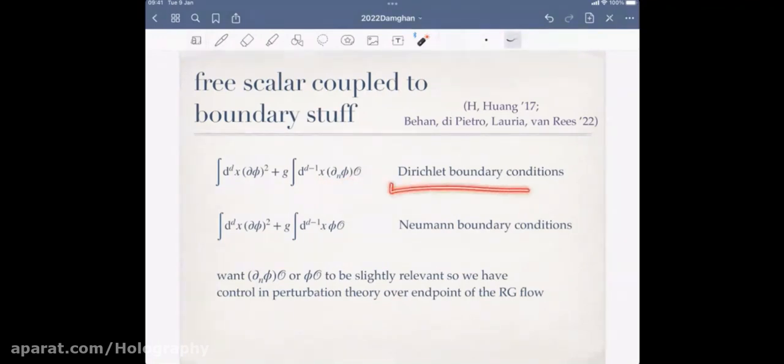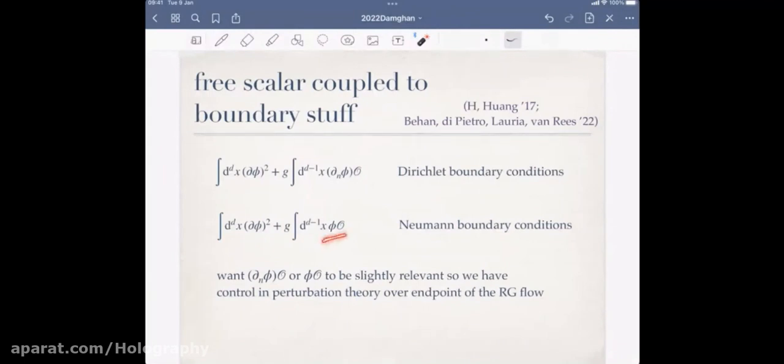And you could imagine maybe having Dirichlet boundary conditions, in which case phi will vanish on the boundary, but you can still couple stuff to the normal derivative of phi. Or you could imagine having Neumann boundary conditions, in which case dn of phi would vanish, but you could couple things to the boundary value of phi. And what I want to do here is couple it in some way that I'm going to have control. Now this is the part where you have to have a little bit of inspiration.